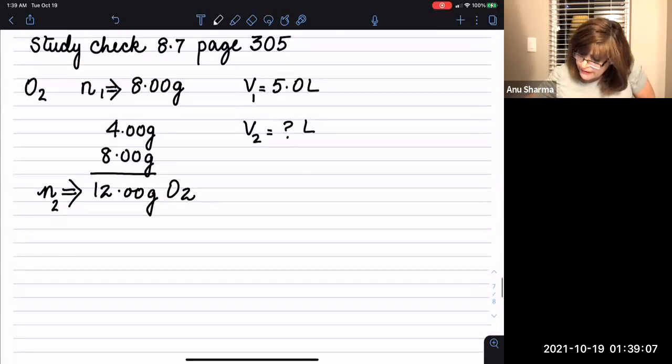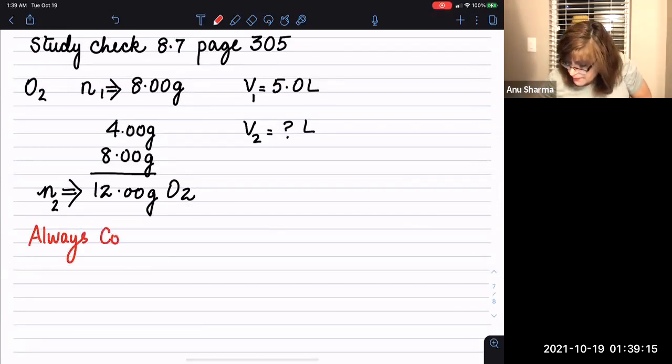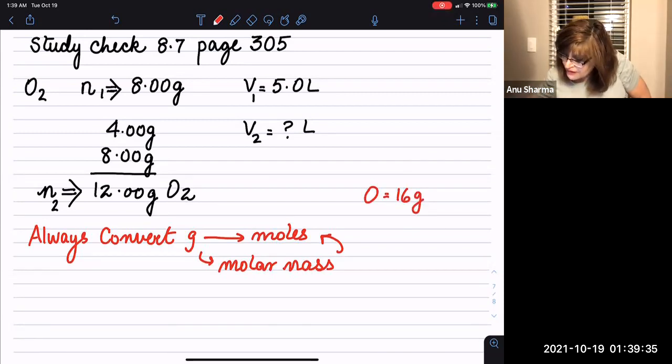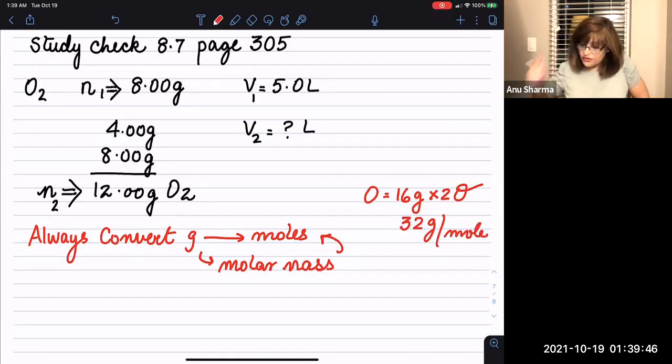So first, always convert grams to moles using the molar mass. The molar mass of oxygen: oxygen is 16 grams per mole, but that is only one atom of oxygen, times 2. So with 2 oxygens, this becomes 32 grams per mole. That's the molar mass of oxygen. Okay, so let's do the conversion.